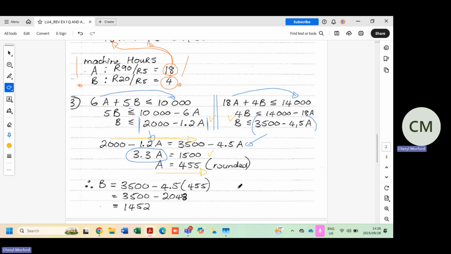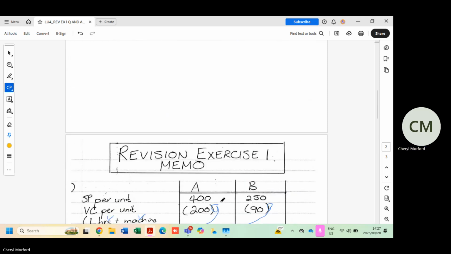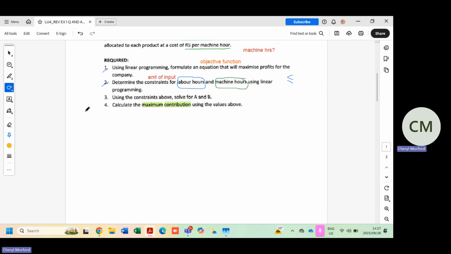Right, so I've picked the one on the right-hand side. So 3,500 minus 4.5, I've substituted the value for A into there. And I then found that B equals 1,452. So what does that mean? If this business produces 455 units of product A and 1,452 units of product B, that will then generate the maximum amount of profit. So that is number 3.